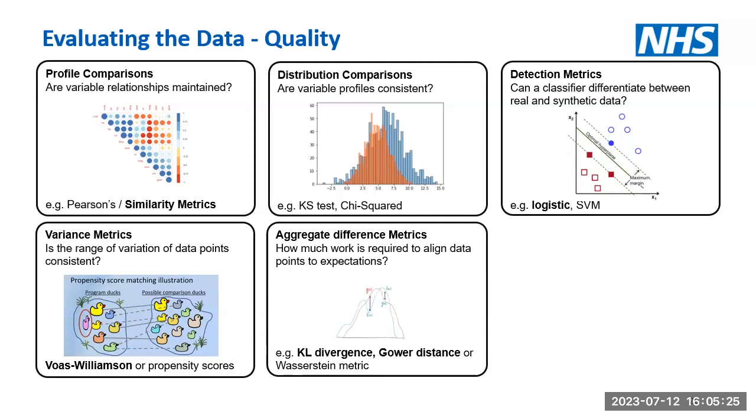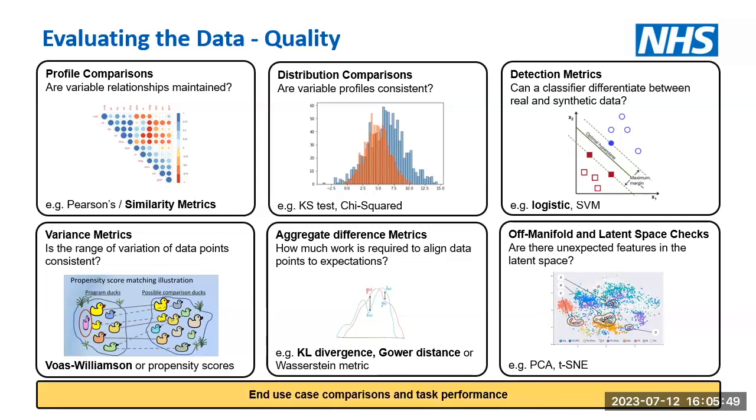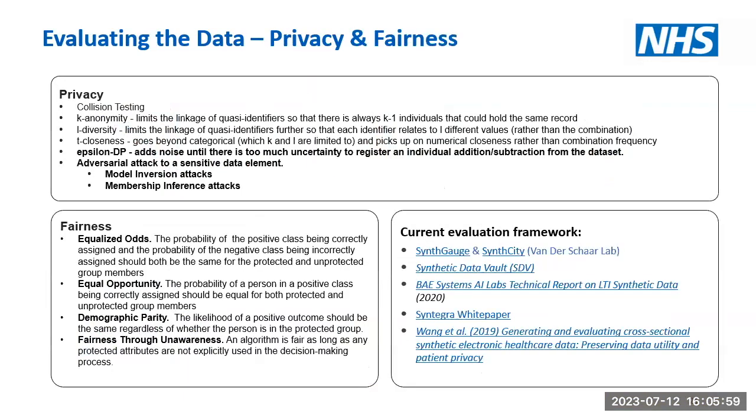Next, aggregate difference metrics. You want to say how much work is required to align the data points to the expected ones. There's a variety of different terms in there, but the KL divergence is the most commonly used. And then you might want to visualize your data on a latent space. I'd recommend you don't do that actually, because it looks good, but it doesn't tell you much. The key one to do is this one at the bottom: end use case comparisons and task performance. That's the one to build everything on. You need the others for context, but you need an end use case to test this against.